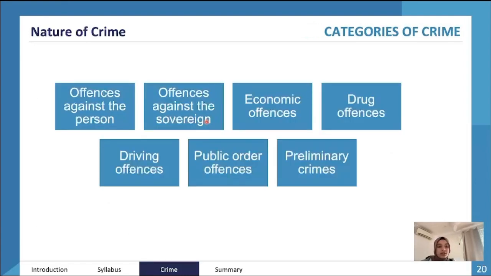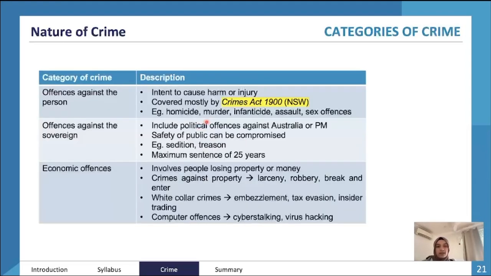Okay, so categories of crime. Offences against the person, sovereign, economic offences, drug offences, driving offences, public order offences, and prelim crimes are all different types of offences, or categories of crime rather, that we see. So let's go through each one.